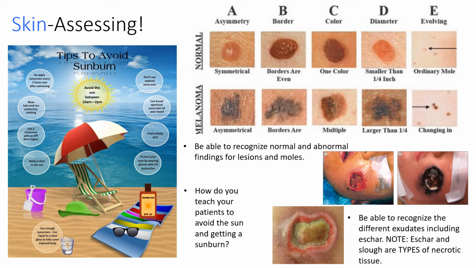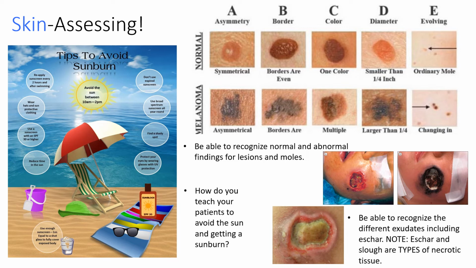Their color is going to have multiple colors. There's not going to be one color. And there might be lighter or darker colors or different shades of different colors, purples, reds, blues. If the diameter is greater than 1/4 of an inch, then you are looking at a potential melanoma. You want to be able to recognize normal and abnormal findings for lesions and moles. And this is going to be the way you do that. A, B, C, D, E. You need to be familiar with that.